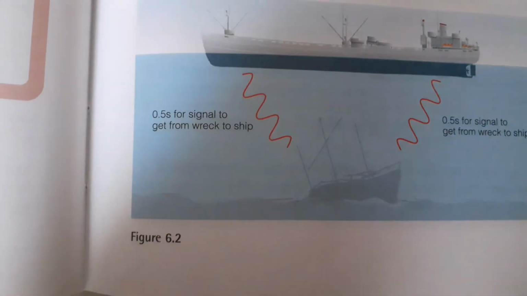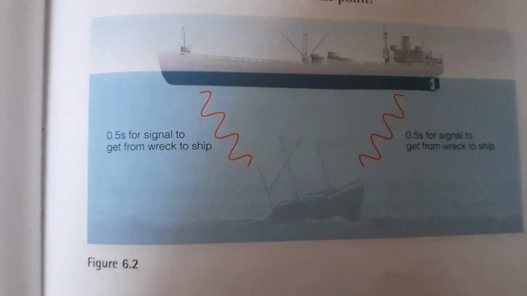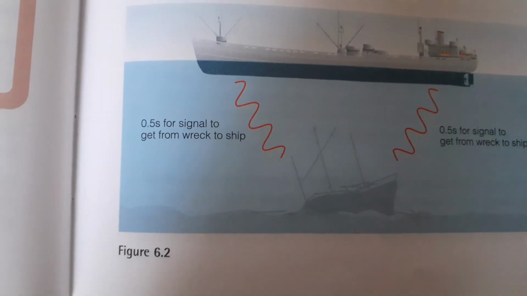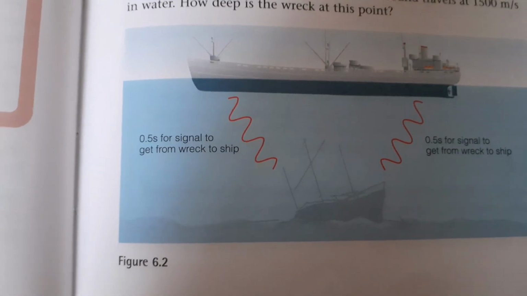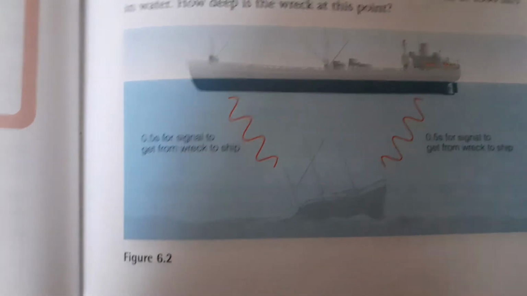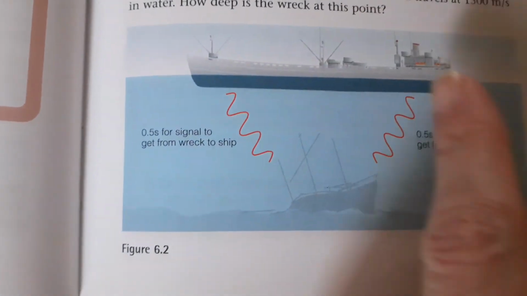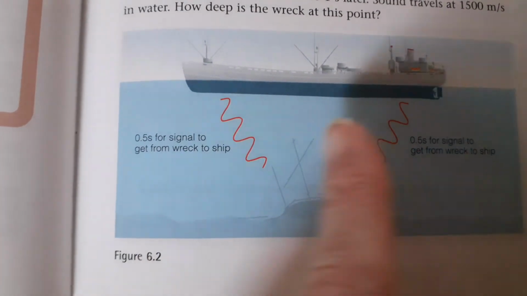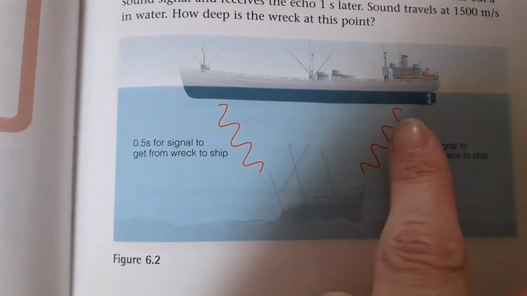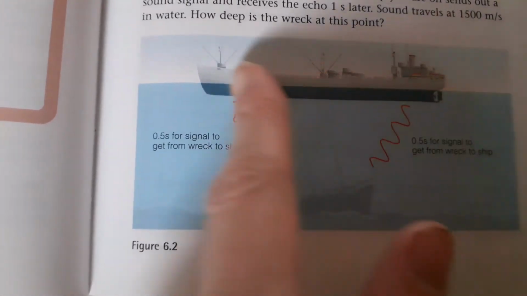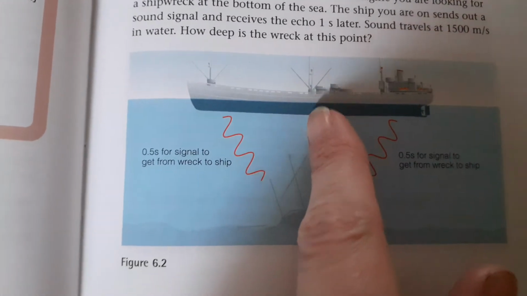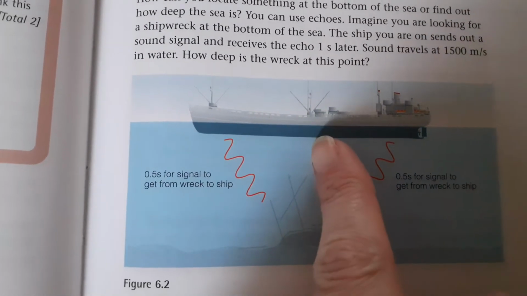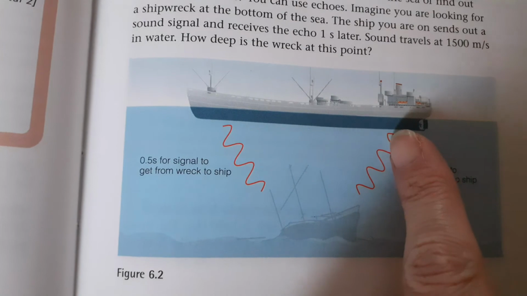of sound, usually ultrasound. Ultrasound just means anything above about 20,000 hertz. So anything that's a little bit too high for humans to hear. And it gets sent down and it goes back up. The reason that you're seeing it at an angle is because the ship is moving. So as the ship goes over the wreck, it's sending a pulse down. And as the pulse comes back up, it's picked up at the back of the ship.